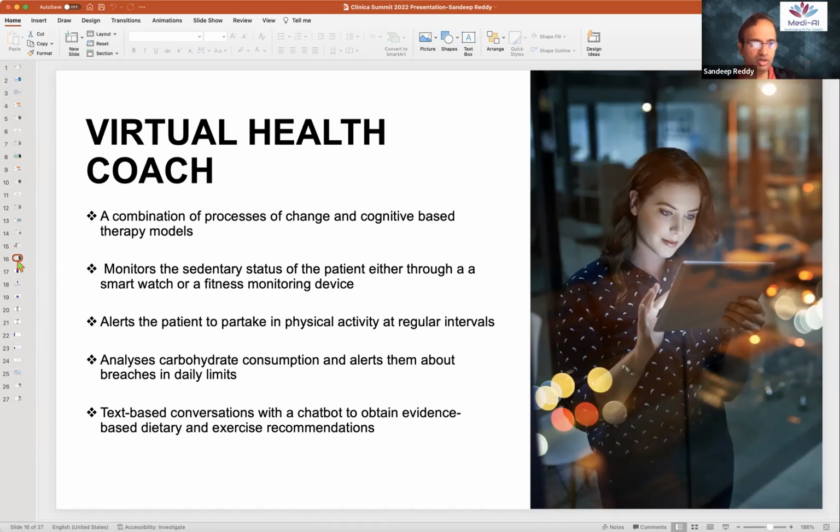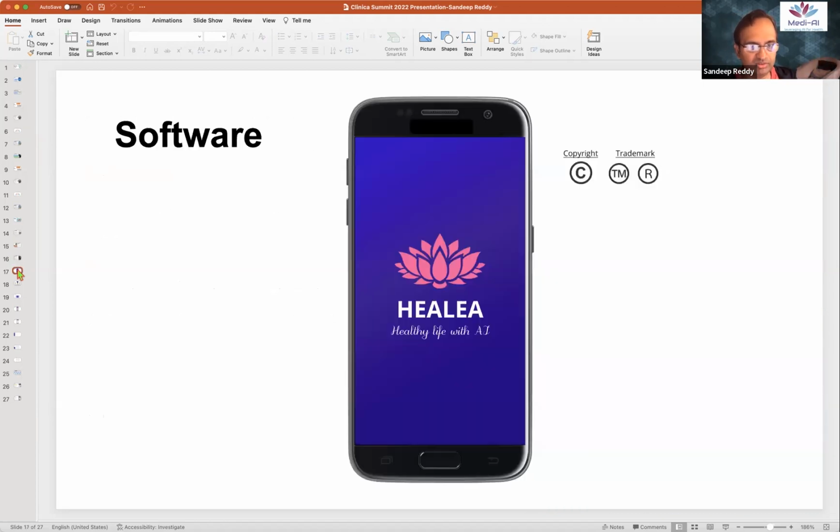This virtual health coach model utilizes a combination of change and cognitive-based therapy models and psychology models. Basically, it monitors the physical activity and the nutrition intake of the patient involved in the program, and issues timely reminders in a personalized way. In that way, it acts like a coach. Imagine a sports coach training an athlete. Here you have a health coach training a person to adopt healthy lifestyles. And this has been shown to be very efficacious through various studies.